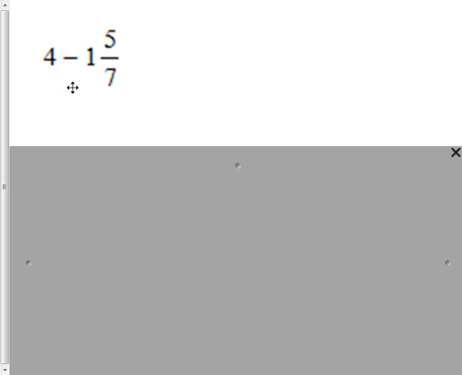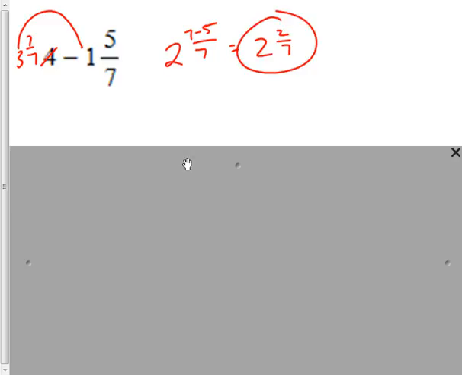All right, so today for this one we are subtracting. On the test, it's really important that for every single problem you identify what it is that we're doing. So 4 minus 1 and 5/7. I know that when I'm subtracting, I'm supposed to have a common denominator, so I need to rename this 4 to be a 3 and 7/7. Okay, and so then I have a common denominator, so I can subtract the whole numbers. So I'm going to have 2, and then 7 minus 5 over 7, which is 2 and 2/7. And I can't simplify that, so I'm good right there.